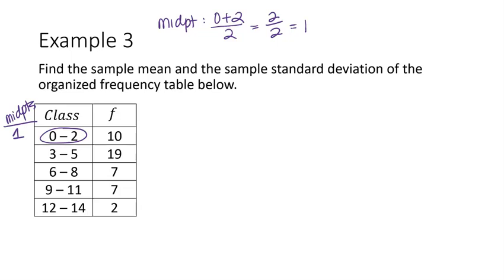So our first midpoint is 1. Notice that the width of my classes is 3, right? The distance between each class is 3. So because of that, I don't have to keep calculating midpoints. The first midpoint is 1, then 3 more, 3 more, 3 more, and 3 more. That gives me the midpoints of my 5 classes. My midpoints, I'm going to put into my first list. My frequencies, I'm going to put into my second list on the calculator.